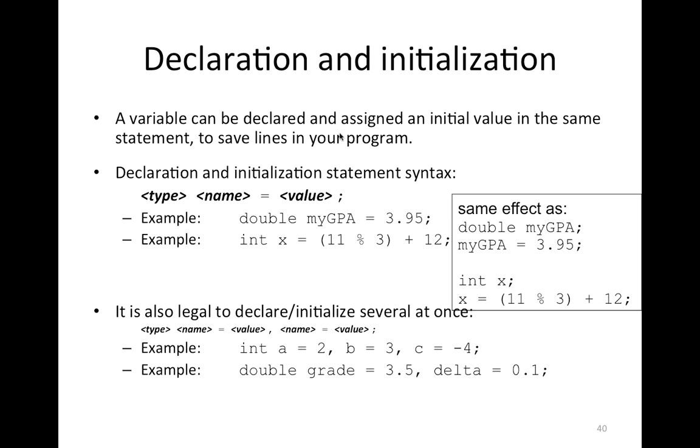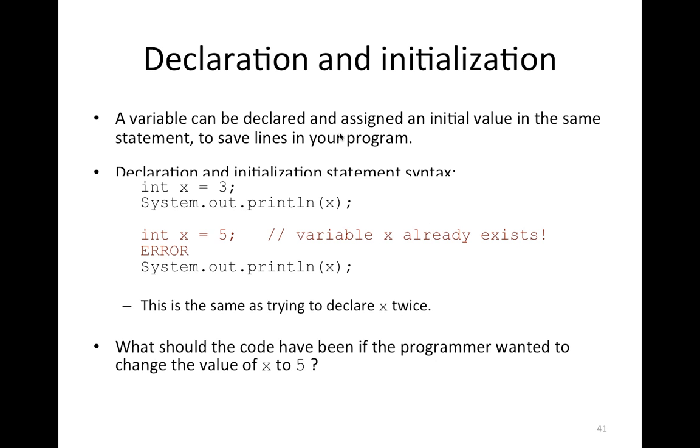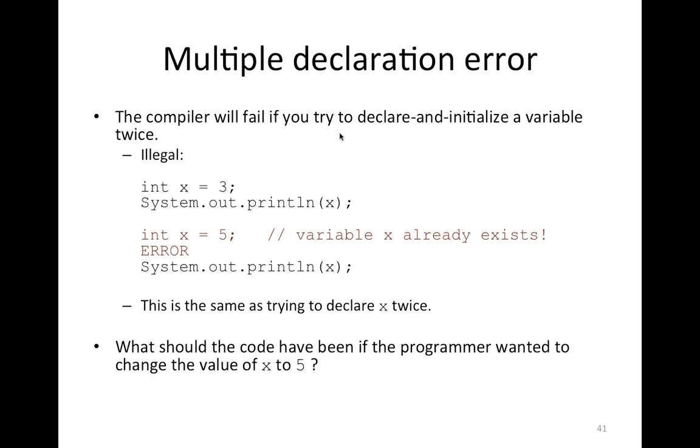Declaration and initialization. A variable can be declared and assigned an initial value in the same statement to save lines in your code. You will get all these during coding styles, but just want to make sure you can also do this, like int a equals 2, b equals 3, and c equals 4. Multiple declaration errors: if you do it, the variable already exists, you know this already.